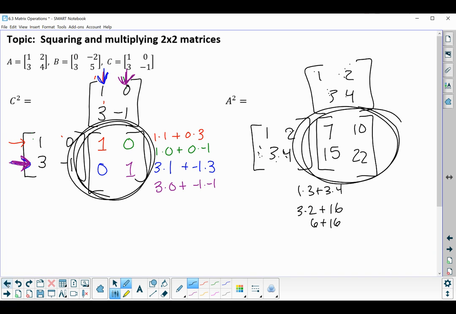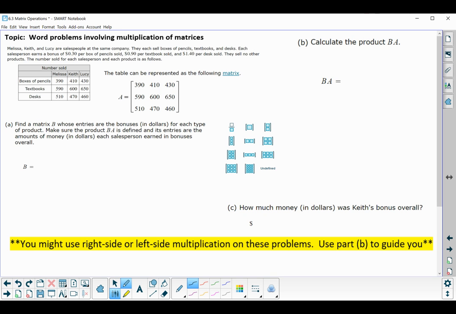Okay, and there's one more topic. So your topic is going to be to multiply 2 by 2 matrices together. The last topic is a word problem topic. Matrices can be used almost like a spreadsheet to keep track of data. So we've got some salespeople at the same company, and they sell a bunch of school supplies, and they earn a commission of 30 cents per box of pencils, 90 cents per textbook, and $1.40 per desk. And this spreadsheet gives us our information for each of our salespeople.